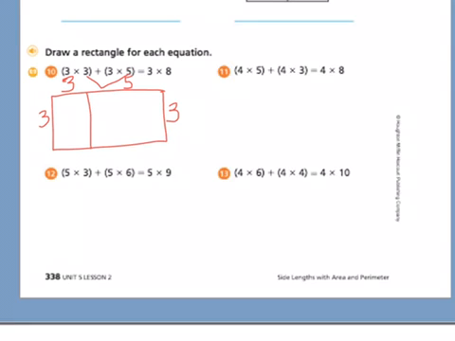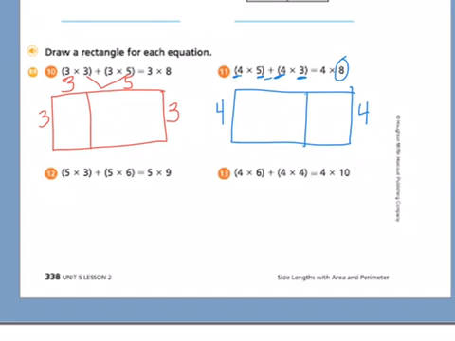Number 11, we're going to make another rectangle. And here's our next rectangle. So here's the 4 and here's the 4. So the 4 goes right here and the 4 goes here. And then a 5 and a 3. So when I split apart this 8, we're going to have 5 here and 3 here. So that's what that rectangle would look like.